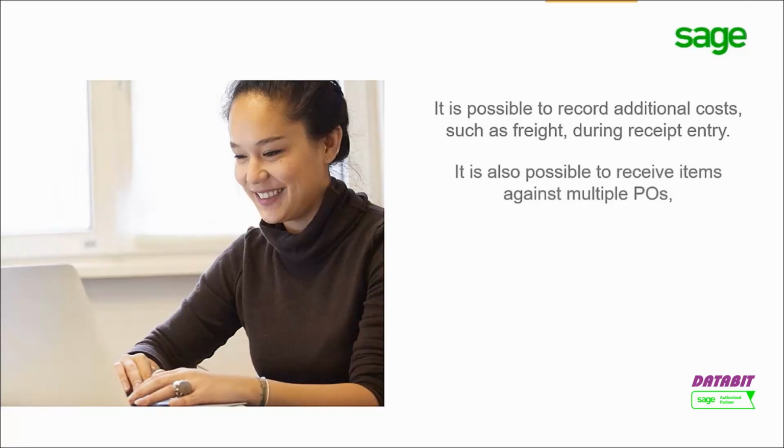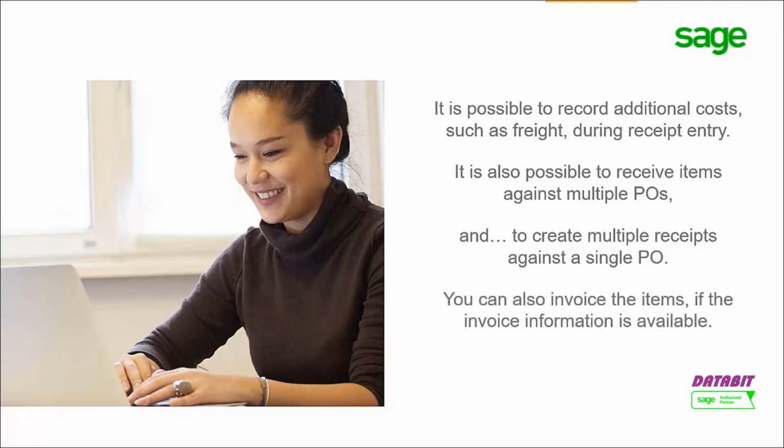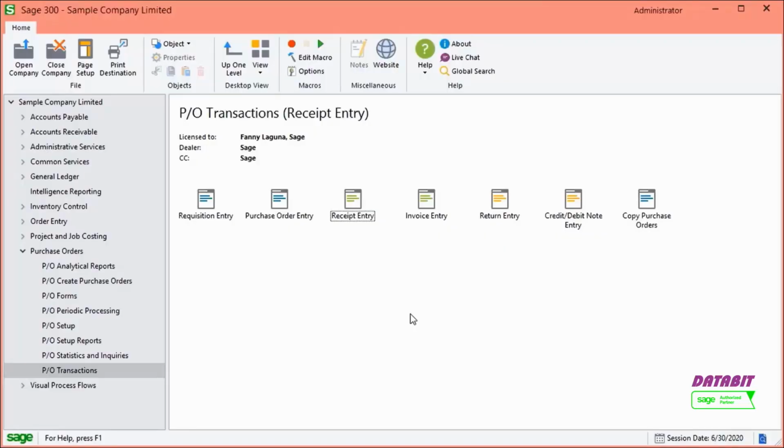It is also possible to receive items against multiple purchase orders and to create multiple receipts against a single purchase order. You can also invoice the items if the invoice information is available. Let's have a look at creating receipts in purchase orders.